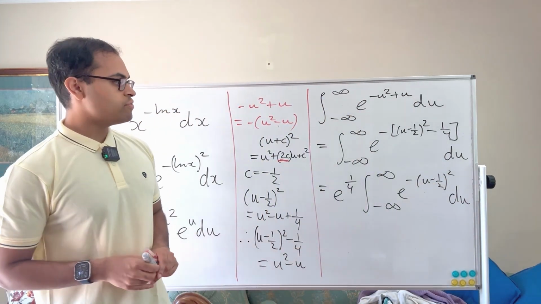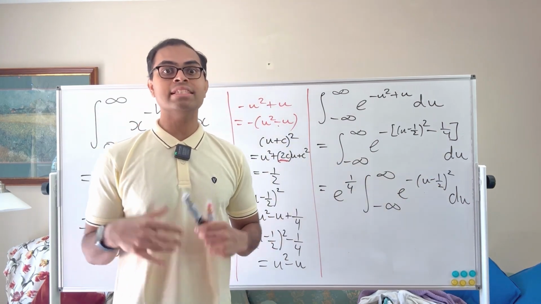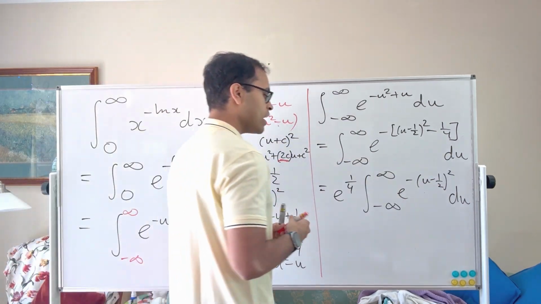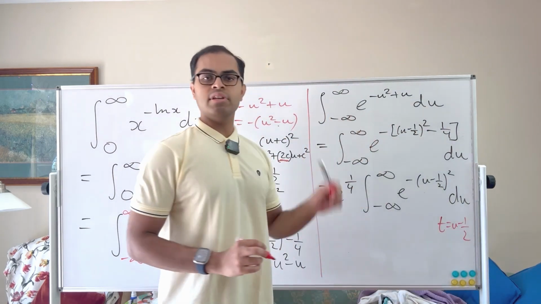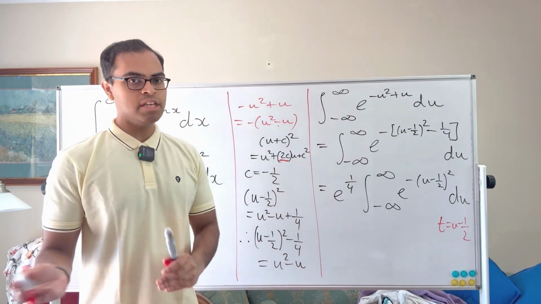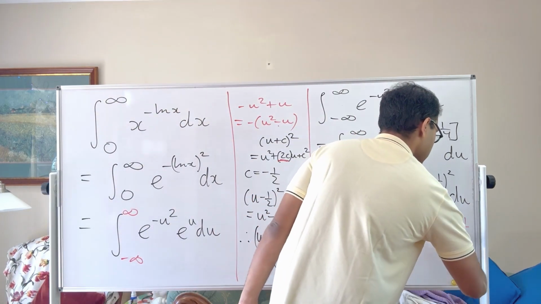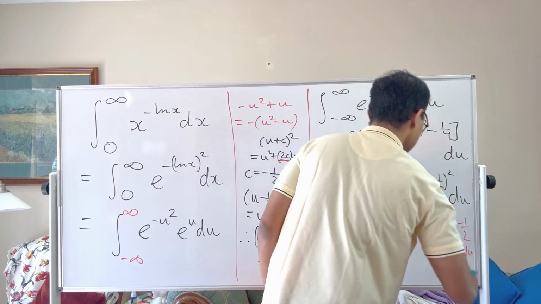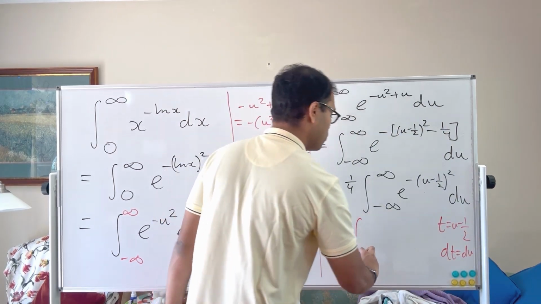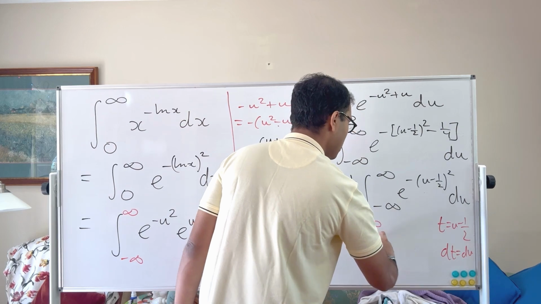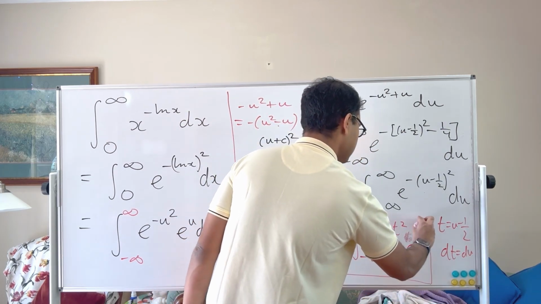Now that we've got this far, with the u minus half squared, we're going to do a simple substitution. We set t equal to u minus half. If t is equal to u minus half, the limits negative infinity to infinity don't change with this transformation. You're just translating the number line by half to the left, and also dt is just going to equal du. So nothing's really going to happen in some sense. It's just going to become e to the 1/4 times the integral from negative infinity to infinity of e to the minus t squared dt, and that's going to be the answer.